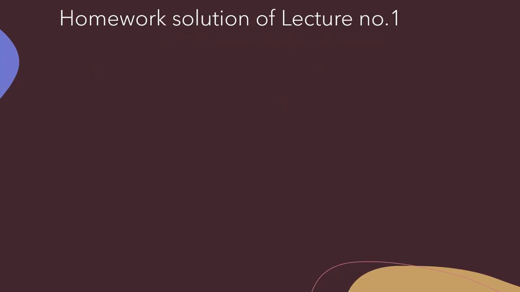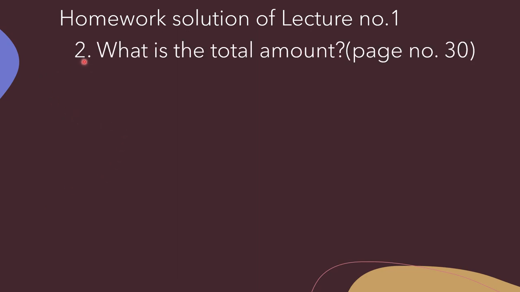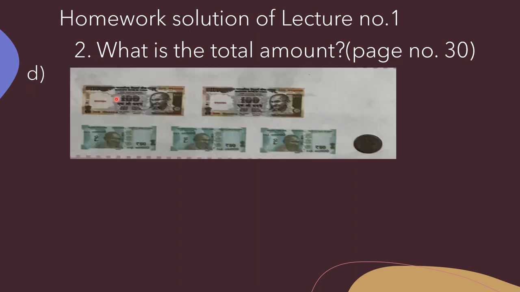Now beta, homework solution of lecture number 1. So I had given you 3 questions, with two parts. So let's start. Here in question number 2, page number 30, what is the total amount? Here beta, we have been given some notes and we have to find out the total amount of that money. So here in D part, these notes are given and one coin is also there.